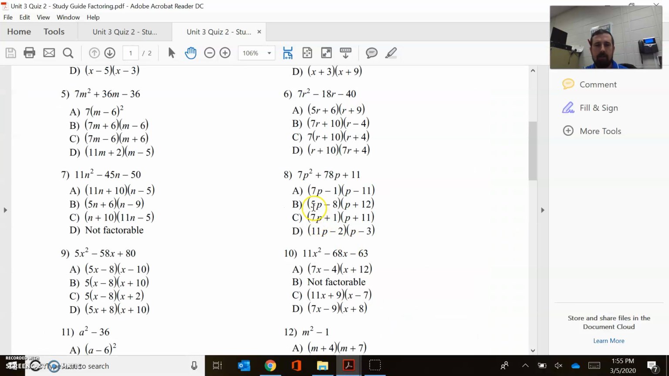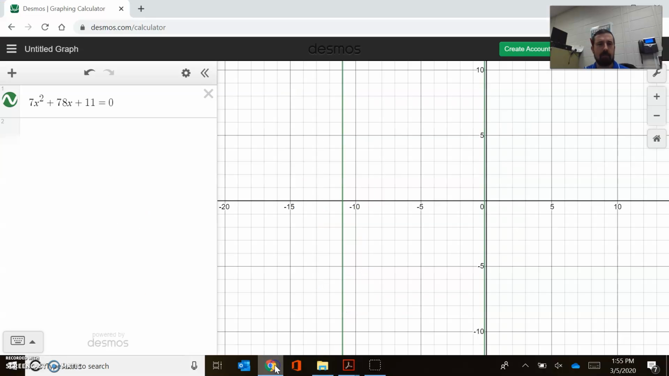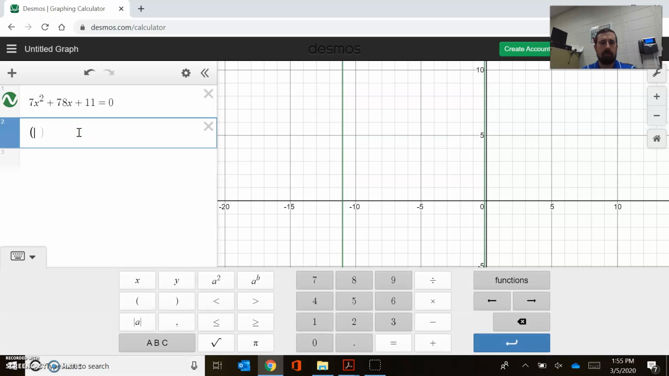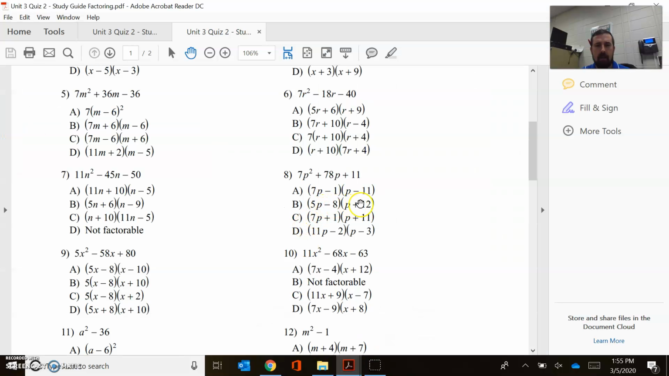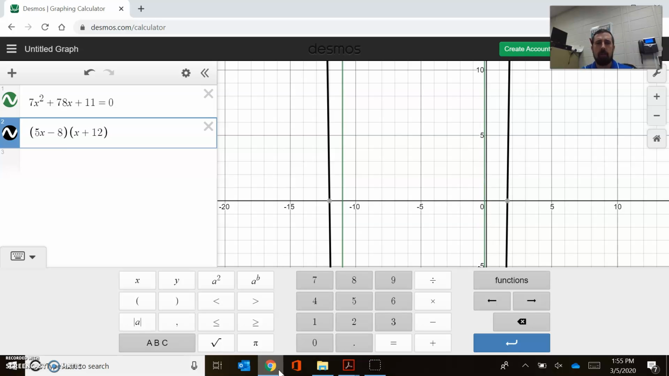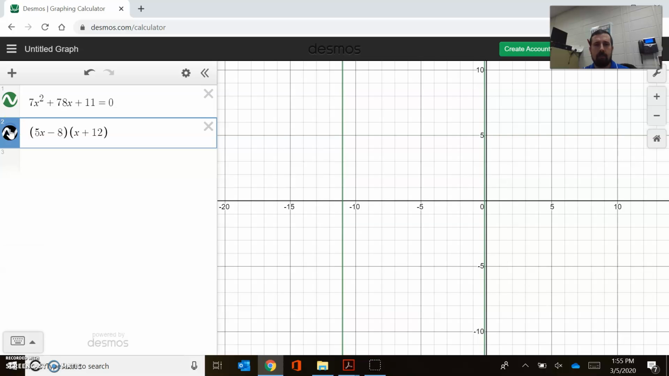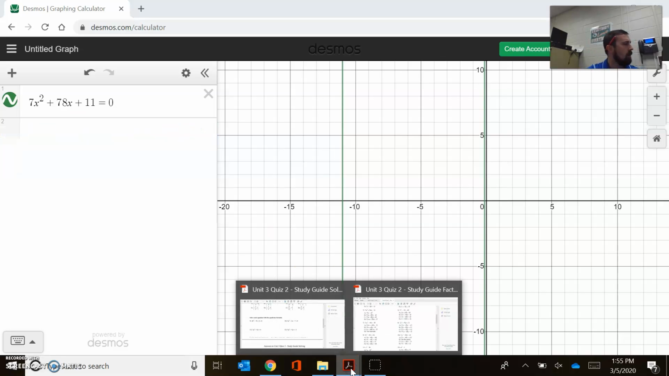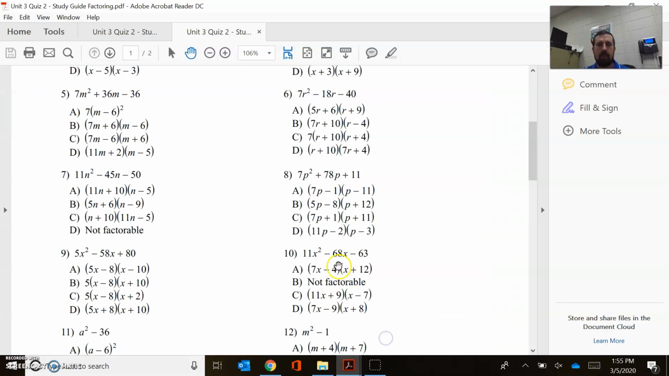The next one says 5x minus 8. So let's do that. Parentheses, 5x minus 8, and then it also says p plus 12. So x plus 12. So notice, let's see if that lines up. Now you see it does not line up over our original equation. So that is not correct. So I'm going to get rid of that one.